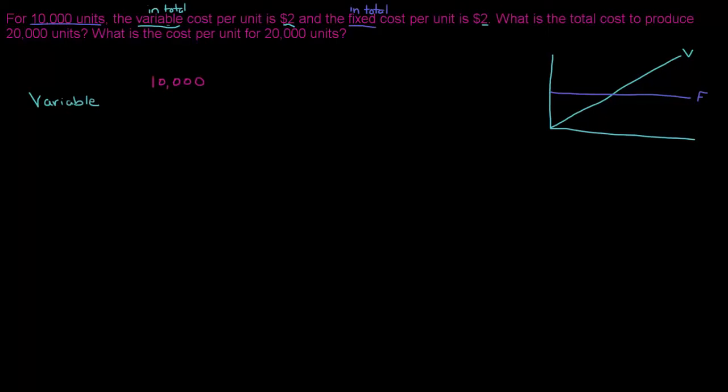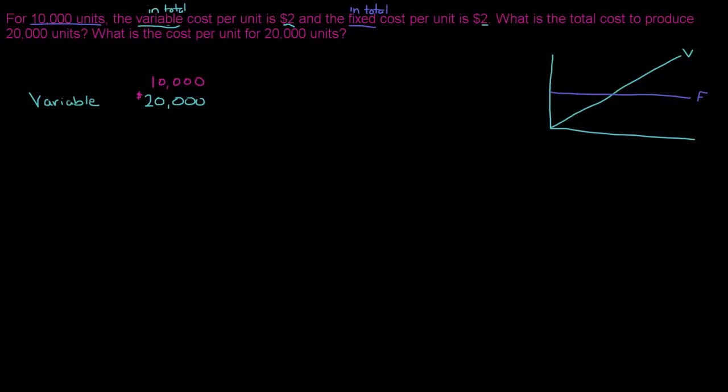My variable cost for 10,000 units: I'm going to take my cost per unit, $2 per unit, times 10,000. So 2 times 10,000 is $20,000.